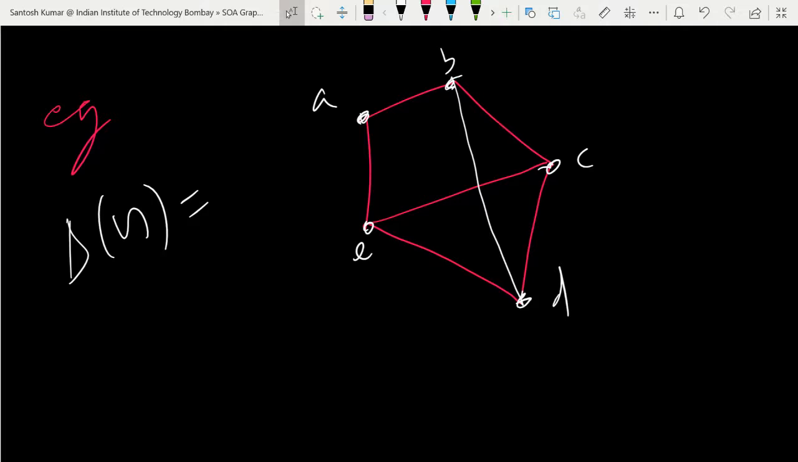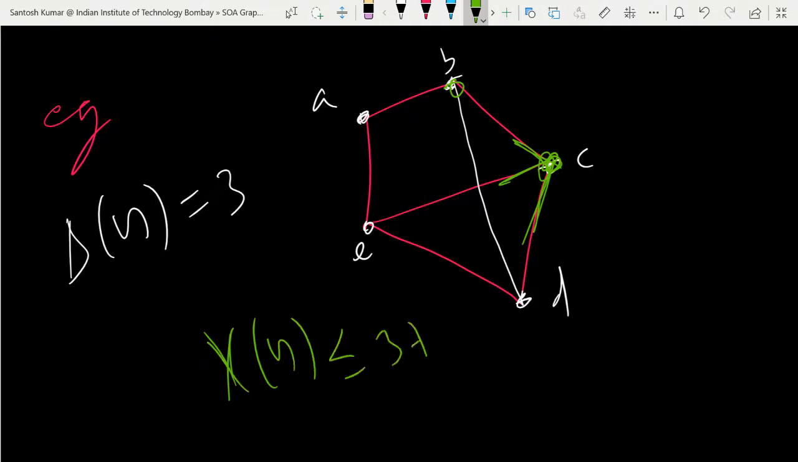Maximum degree of a vertex, so this is 3. Okay, so we are sure the chromatic number is going to be less than or equal to 3 plus 1, meaning 4. So the chromatic number of G is less than or equal to 4.